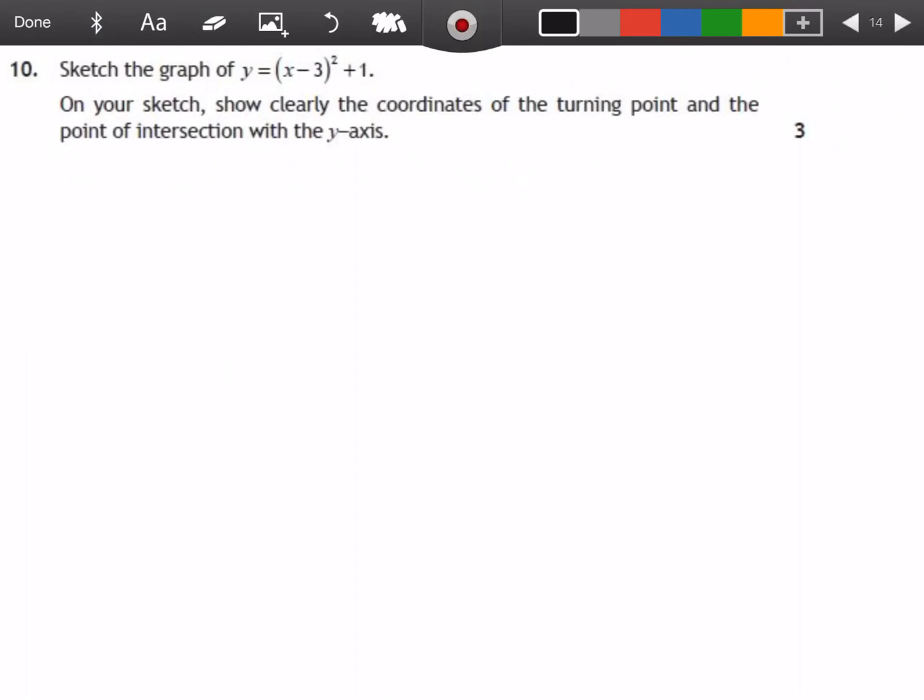Number 10, sketch the graph. On the sketch, show the coordinates of the turning point and show the intersection point with the y-axis. Okay, right, so the turning point comes from these values here. Okay, now that I've pointed those numbers out to you, I'm hoping that you're thinking that you know the coordinates of the turning point. Remember, it's just a sketch. You wouldn't have a squared grid or anything to do this on, so just a decent sketch.